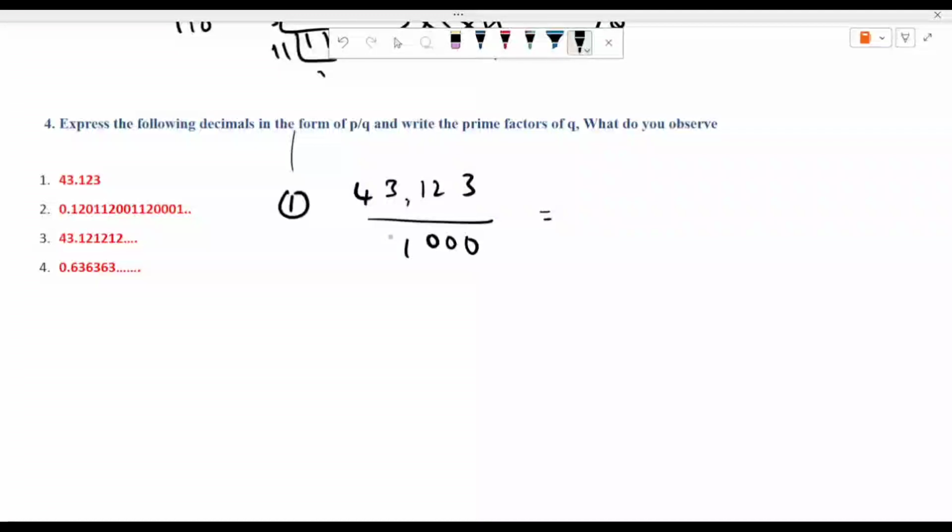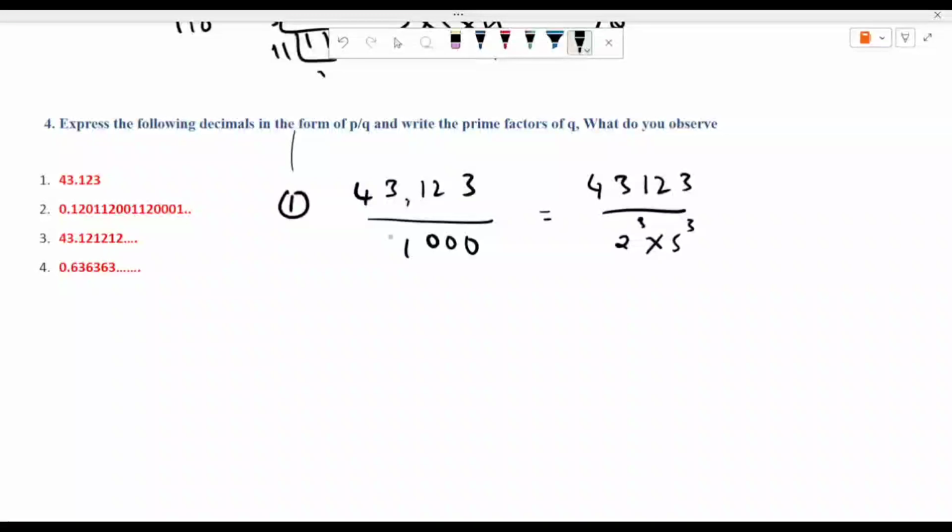If you want to convert this again, as in our third problem, I will write 43123 divided by 1000, which I can write as 2 cube into 5 cube. Okay, 2 into 5 is 10, into the cube. So we have expressed the first question in p by q form.